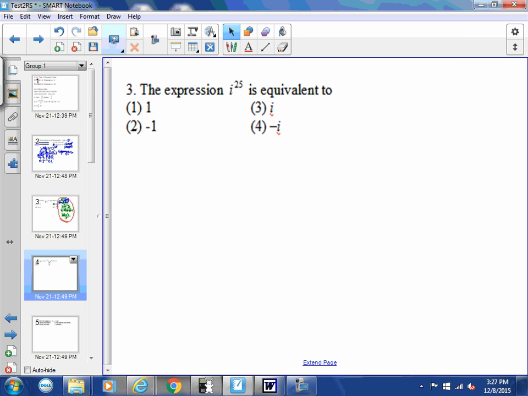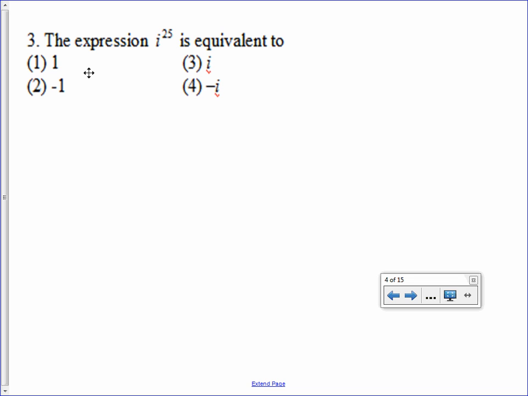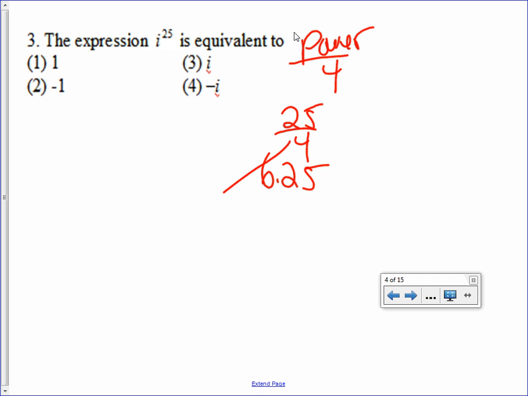Number 3, powers of i. When you see a power of i, your first step is to take the power and divide it by 4. So we're going to do 25 divided by 4, which is 6.25. I don't care how many times it goes in. I care what the decimal is. Once I have the decimal, I match it up to my chart.